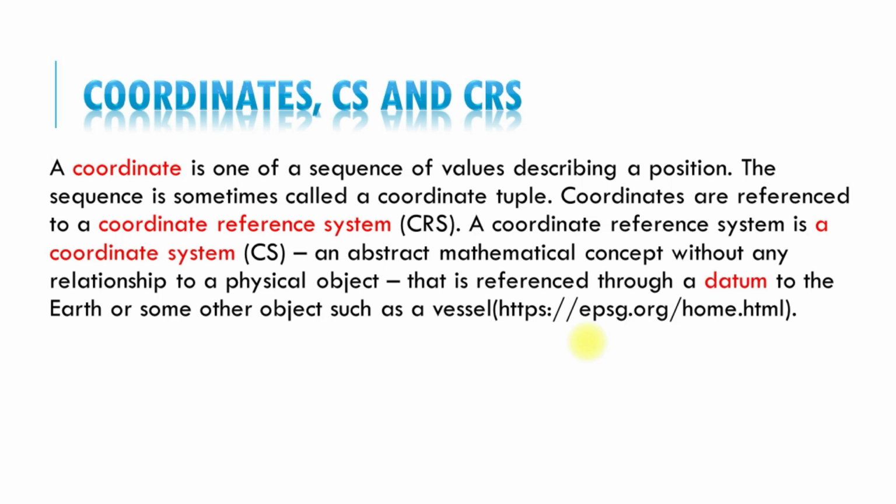Coordinate systems and coordinate reference systems. A coordinate is one of the sequence of values describing a position. The sequence is sometimes called a coordinate tuple. Coordinates are referenced to a coordinate reference system. A coordinate reference system is a coordinate system, an abstract mathematical concept without any relationship to a physical object, that is referenced through a datum to the Earth or some other object such as a vessel. So you should distinguish between a coordinate reference system and a coordinate system.